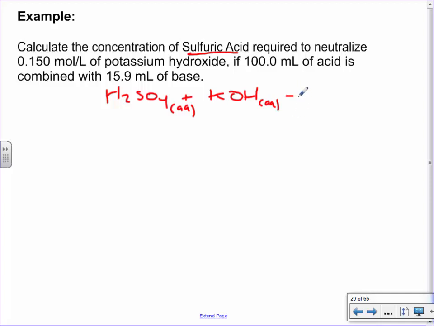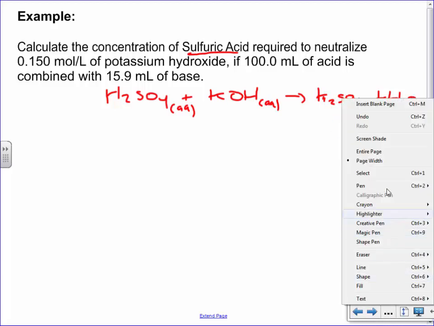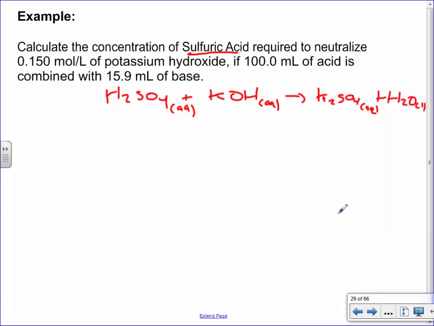What ends up happening is your K will go with your SO4 and make K2SO4. And then your H will go with your OH. H and OH together makes water. Yeah, H2O, water. I'll say that's probably aqueous. So all this work I'm doing right here is solely for the purpose of getting a ratio. I need 2 of those. 2 waters. That's it then.